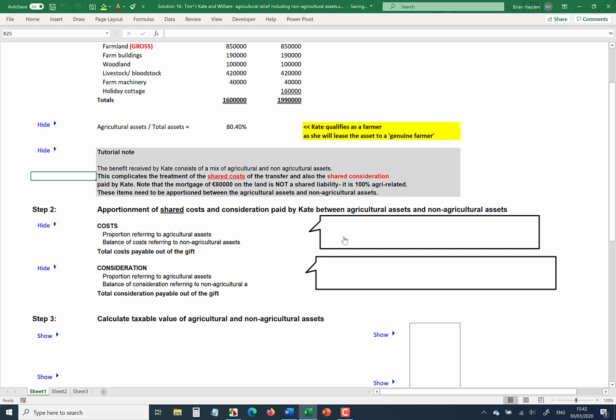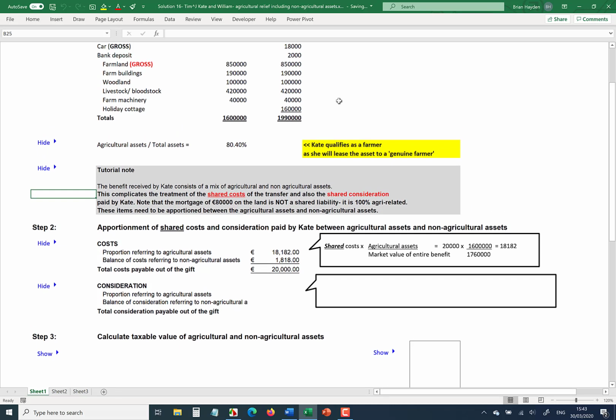So with the cost, the total costs were 20,000, and we split them up in proportion. So the shared costs are 20,000, and the proportion going to the agricultural assets is the value of the agricultural assets over the market value of the entire benefit. So she's getting 1.6 million out of a benefit of 1.76 million. So that gives 18,182 going to the agricultural assets, and then the balance goes to the non-agricultural. There's your 20,000 split up between the proportion for agricultural and non-agricultural.